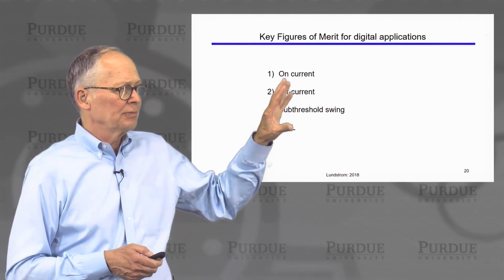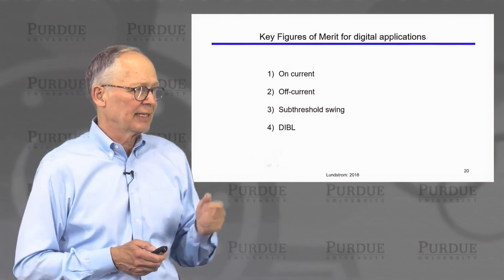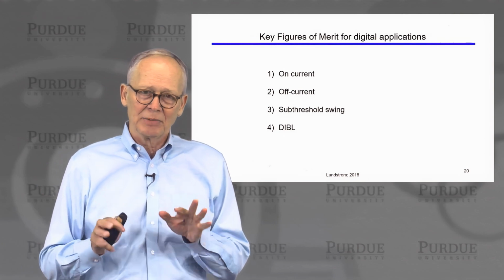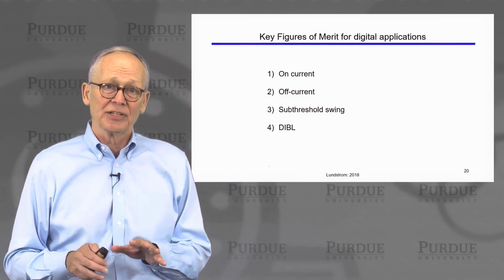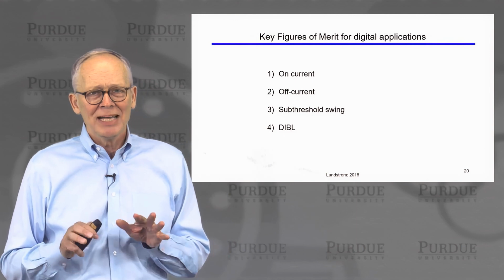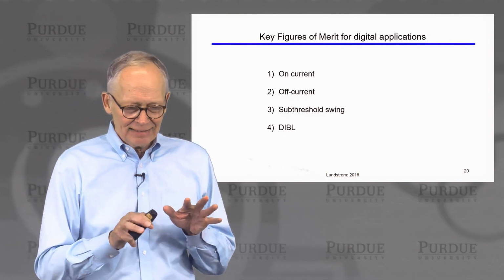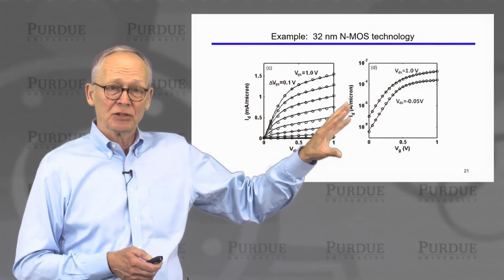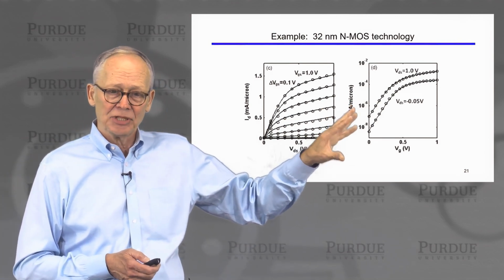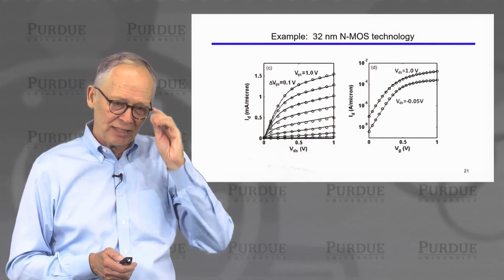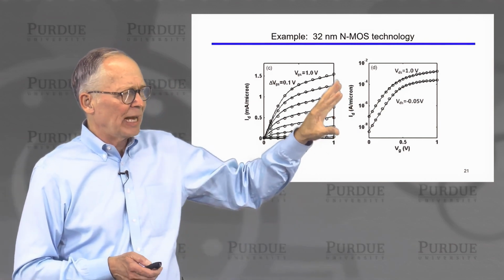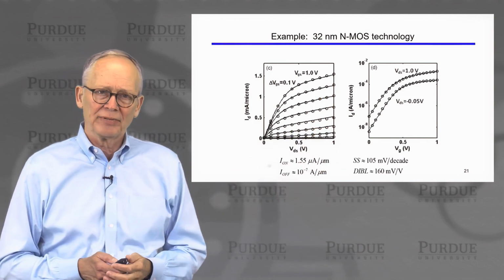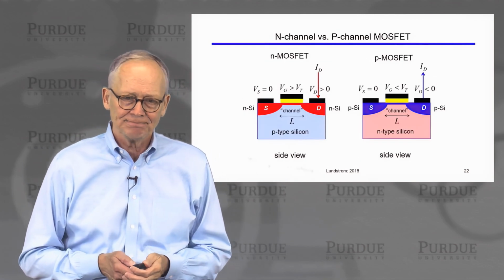So we have these four key important metrics for digital circuits: on current, off current, subthreshold swing, and DIBL. And you should spend a little bit of time and familiarize yourself with these definitions, because we will be referring to them many times as we explain the physics underneath each of these parameters. You might practice a little bit. Here's some measured data from 32 nanometer N-channel MOS technology. And if you eyeball some numbers off of this curve, you should be able to get numbers for these four device metrics that are close to the ones that I got.